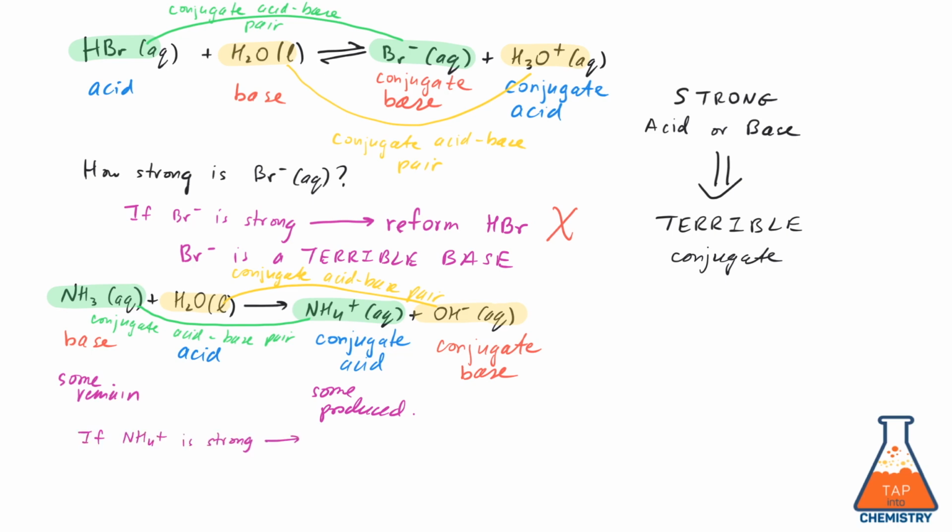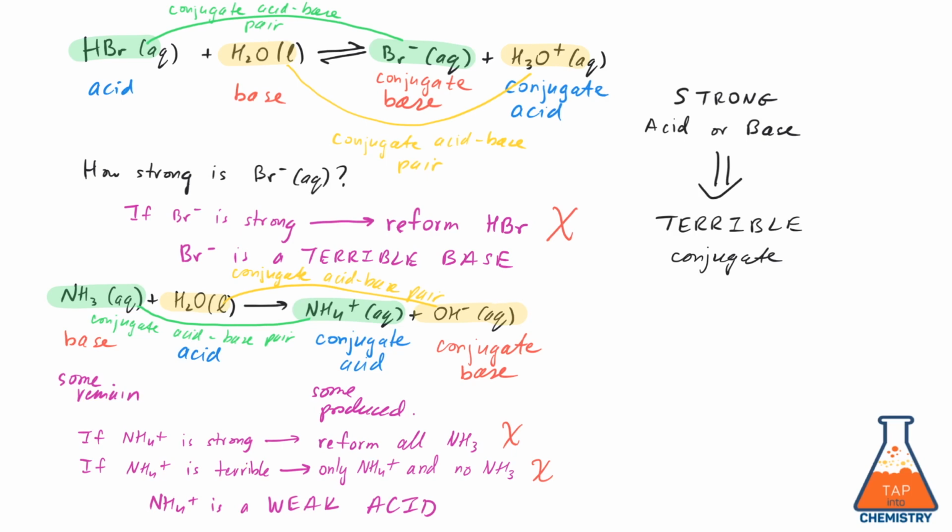Had the conjugate acid been strong, then the final solution would only contain ammonia and no ammonium ion, which we know is not true. And had the conjugate acid been a terrible acid, then it would not react with hydroxide at all to reform ammonia, and all of the ammonia would turn to the ammonium ion, which we also know is not what happens for a weak base. Therefore, any weak acid or base will always have a weak conjugate acid or base.